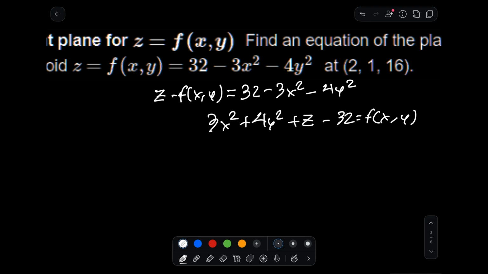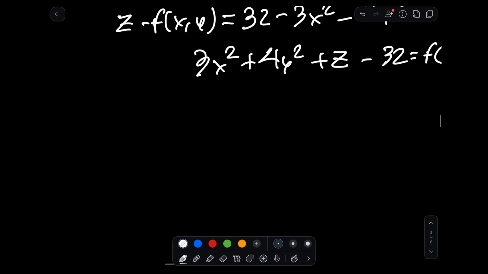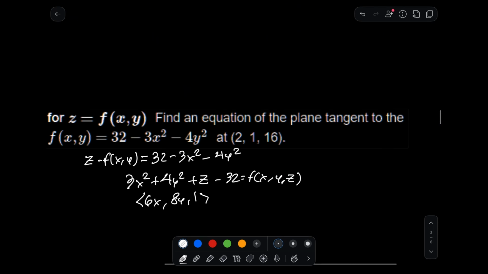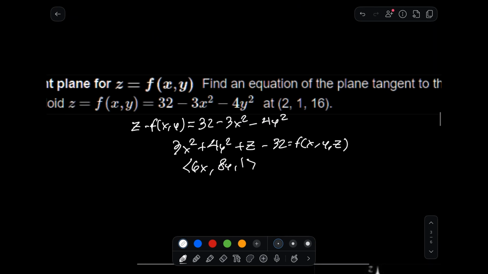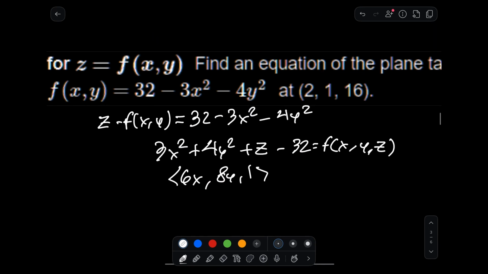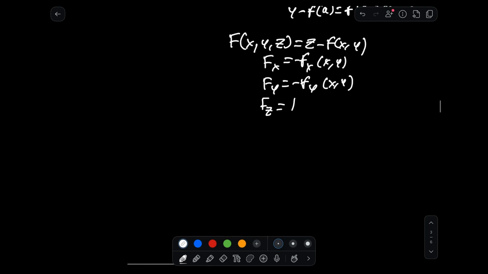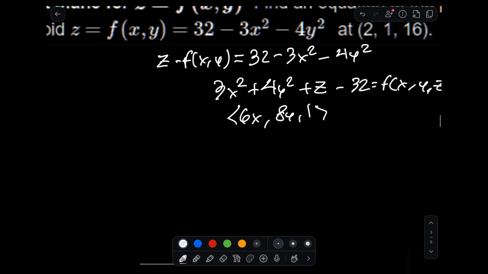And this is going to equal f of x, y, right? F of x, y, z now, because we actually have our third variable right here. And then what we can do is take our gradient and we get 6x, 8y, 1. See where that 1 comes in based off of this. And even if we did it the other way, it would be negative 6x multiplied by negative 1 right here, you get 6x, right? The same idea, just we're rewriting it in a way that makes our life a little bit easier, right?